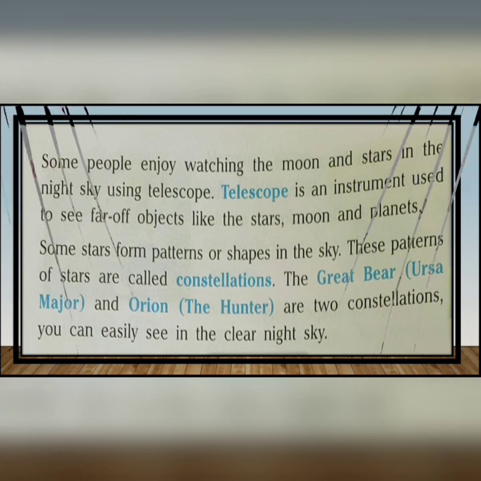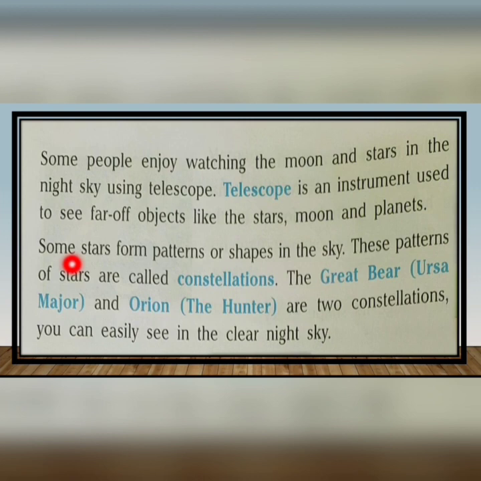Some people enjoy watching the moon and stars in the night sky using a telescope. What is a telescope? It is an instrument used to see far off objects like the stars, moon and planets. And do you know, some stars form patterns or shapes in the sky. These patterns of stars are called constellations. The Great Bear and Orion are two constellations which you can easily see in the clear night sky.